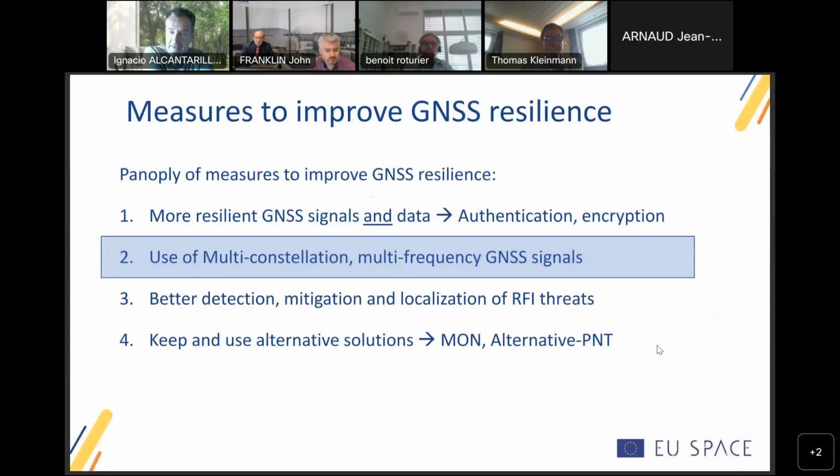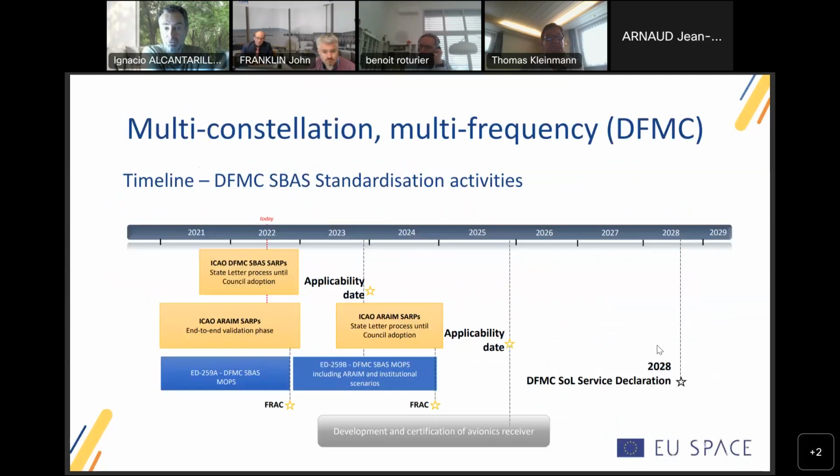So we see that from the GNSS systems perspective, signals can be made more robust, more resilient by authenticating or encrypting them. But at receiver level, what we need to do is to use multi-constellation, multi-frequency. So what is the timeline to have standards and products in the market so that we can use these kinds of solutions?